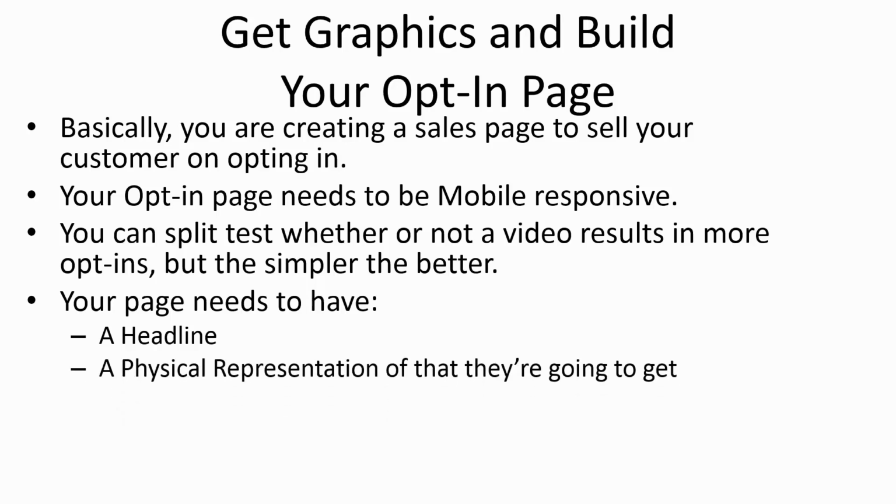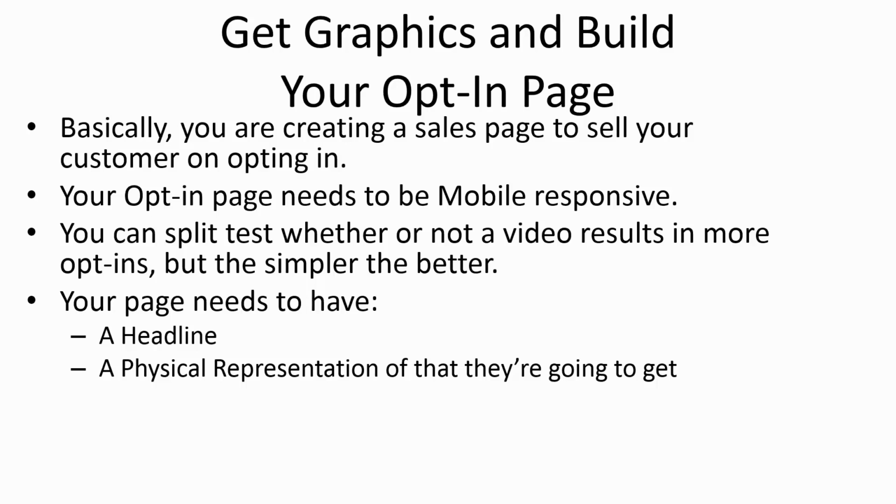You need to have a physical representation of what they are going to get. I'm basically talking about an e-cover. Let me show you. Everybody here has seen an e-cover. You need to have one on your opt-in page, folks. And this is, again, one of those things that's not an option. So yes, your opt-in page needs to be mobile responsive. Yes, you need to have a headline. Yes, it also needs an e-cover.